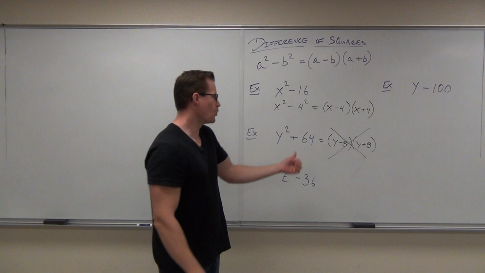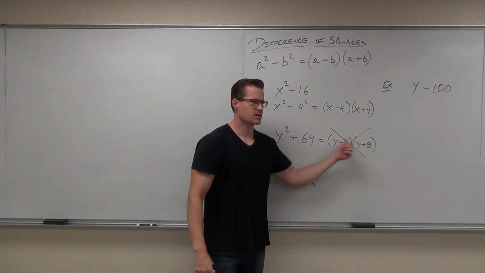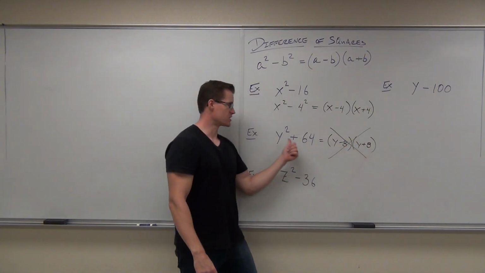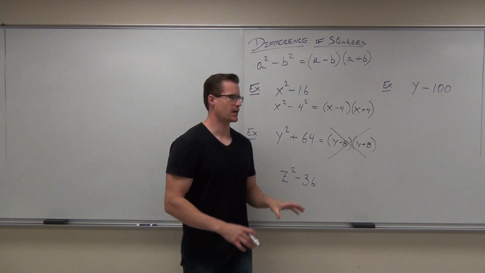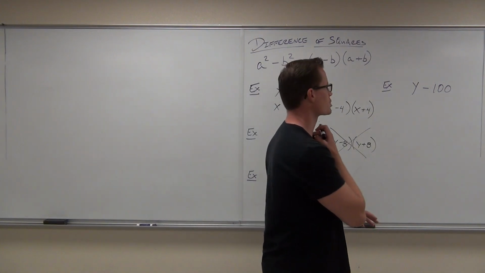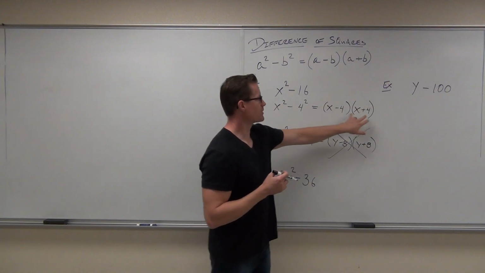Plus. Yeah. There's no way to multiply something times itself and get both 0 for a b and a positive number. You can't do it. Next question I have for you on this. Does it matter the order in which you do this?